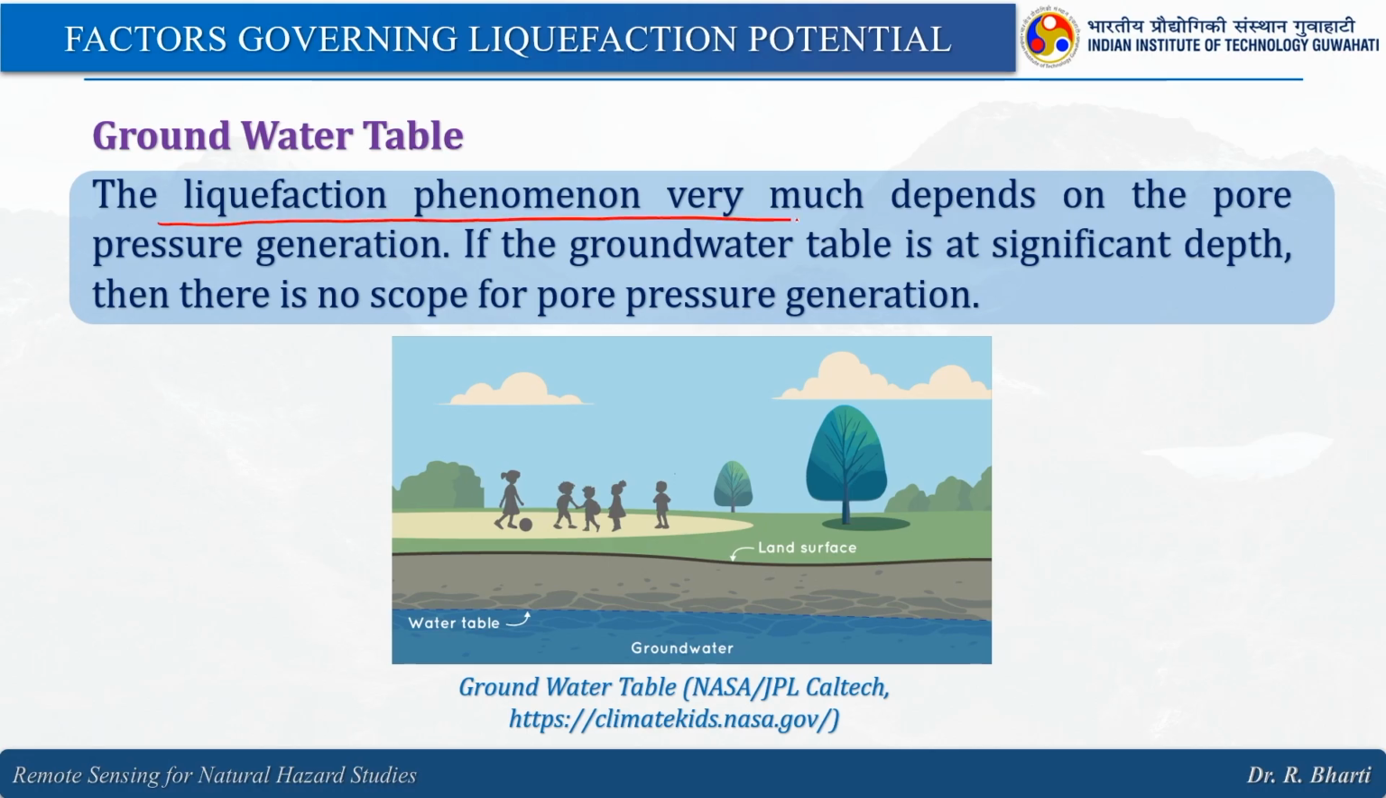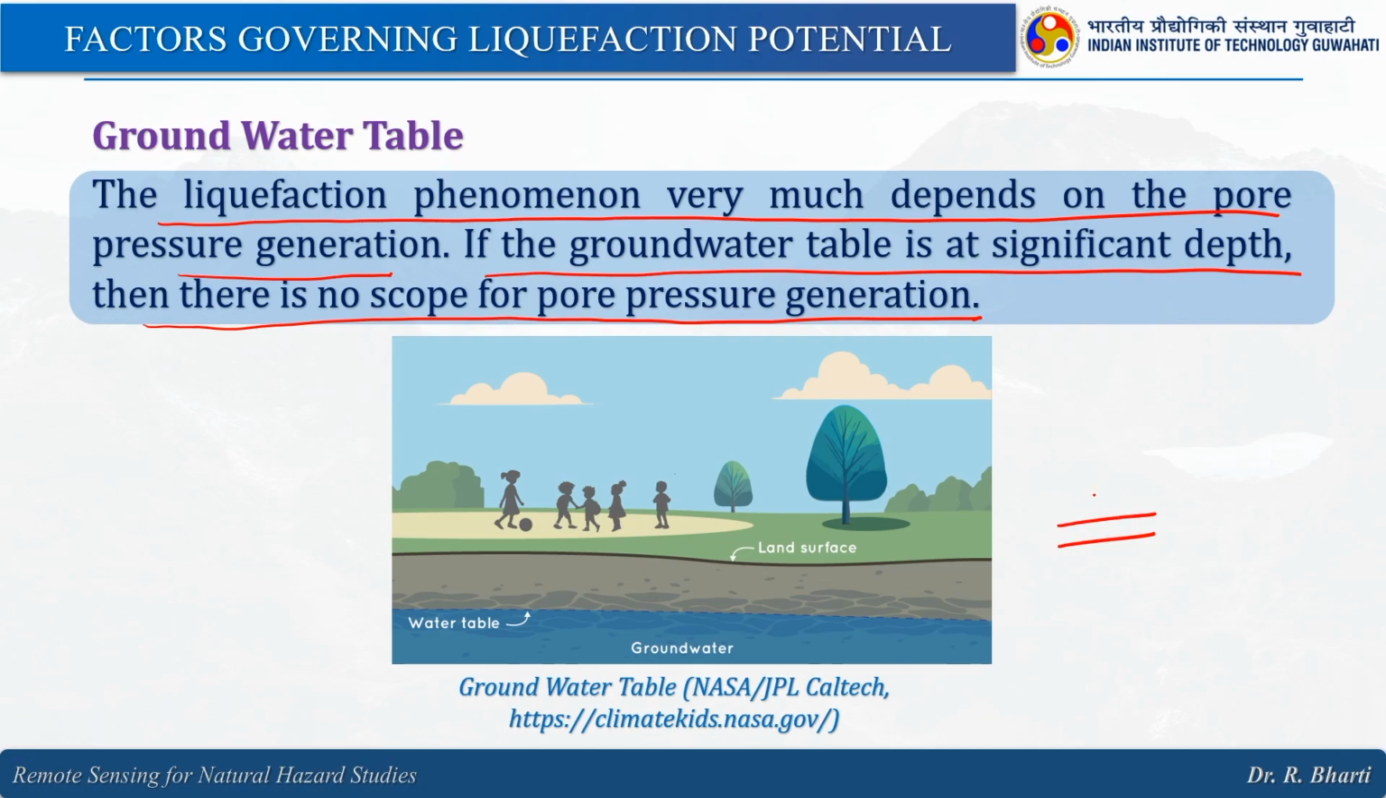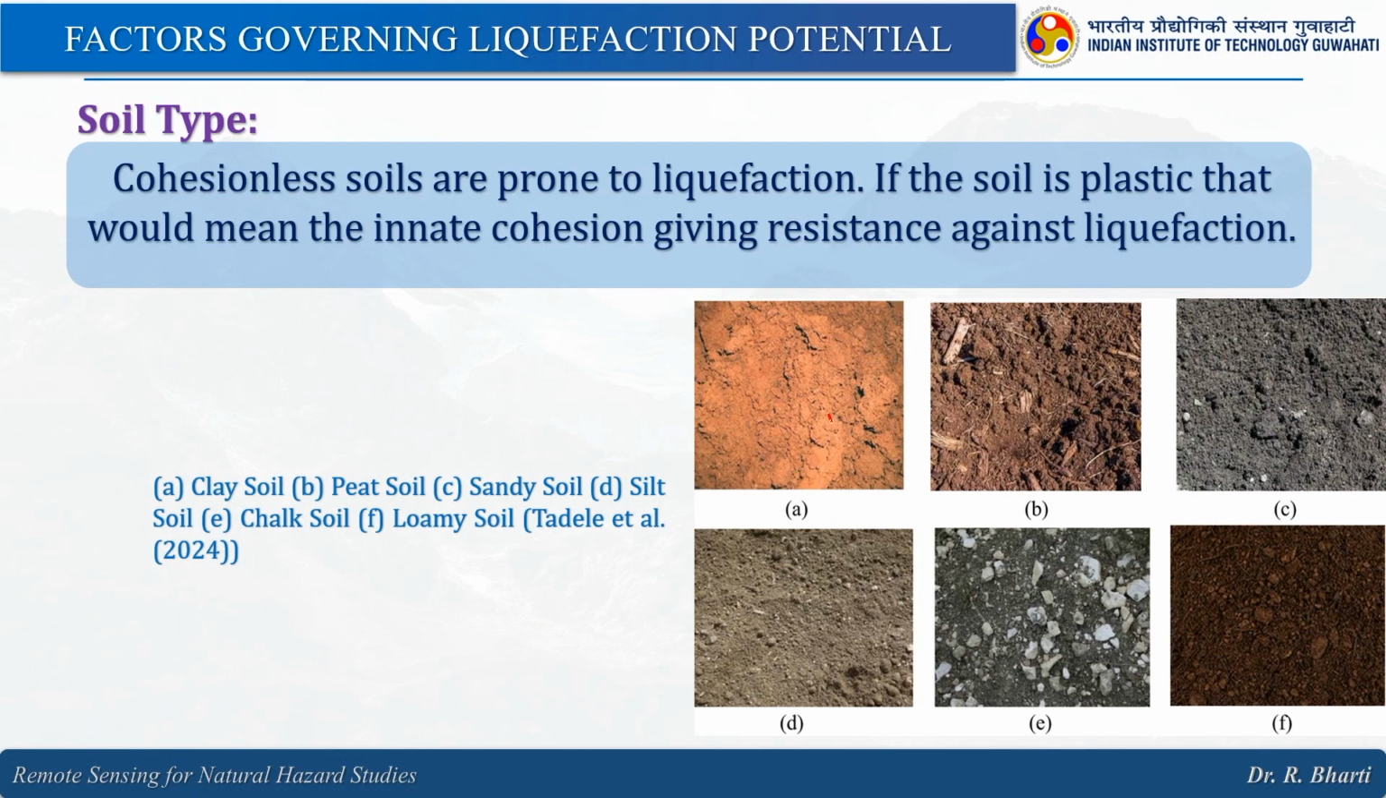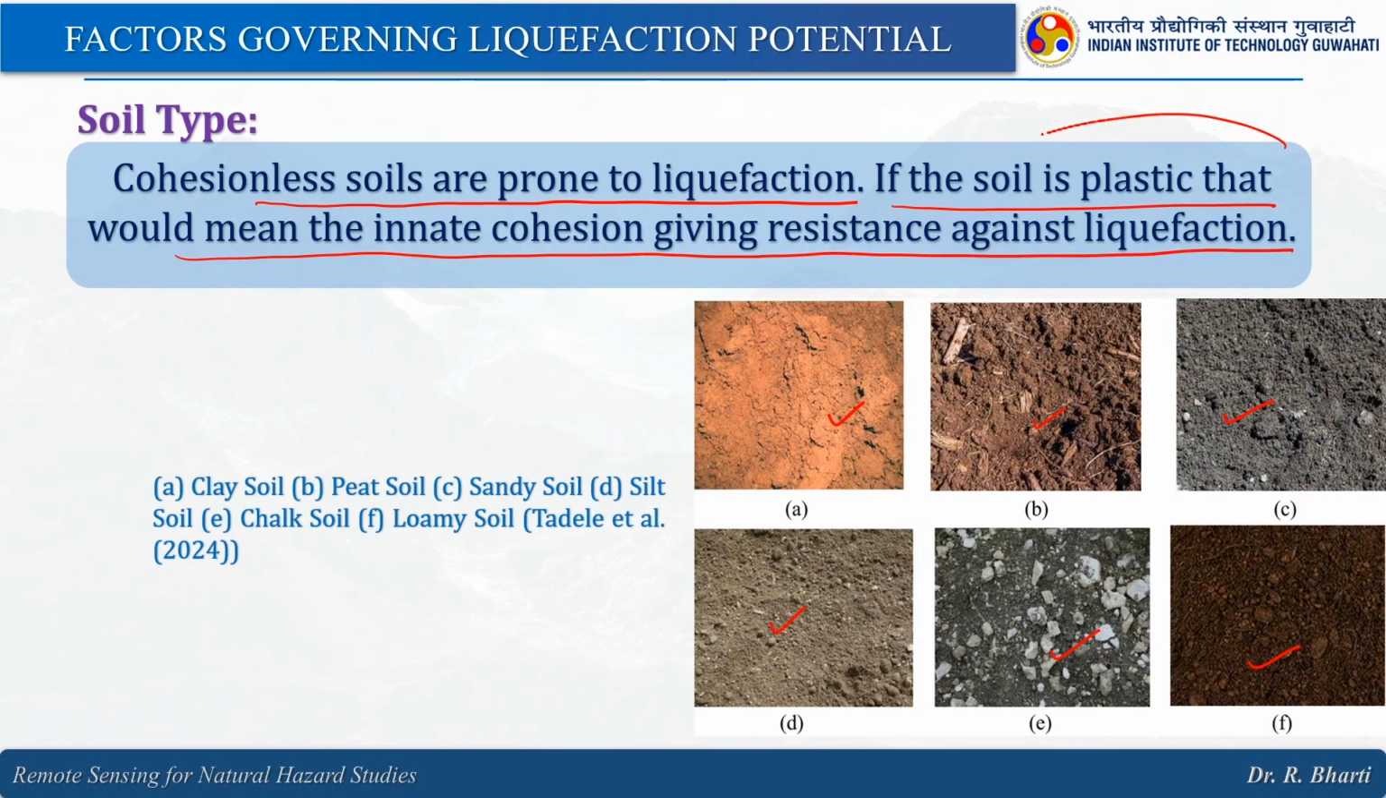The liquefaction phenomenon very much depends on the pore pressure generation. If the groundwater table is at significant depth, then there is no scope for pore pressure generation, right. But if the groundwater table is near the surface, then you have high chances of liquefaction. Then comes the soil type, because we have different types of soil: clay soil, peat soil, sandy soil, silt soil, chalk soil, loamy soil, and they have different engineering properties, right. So, the cohesionless soils are prone to liquefaction, that we also understood in the beginning of the first lecture. If the soil is plastic, then the inherent cohesion gives resistance against liquefaction.